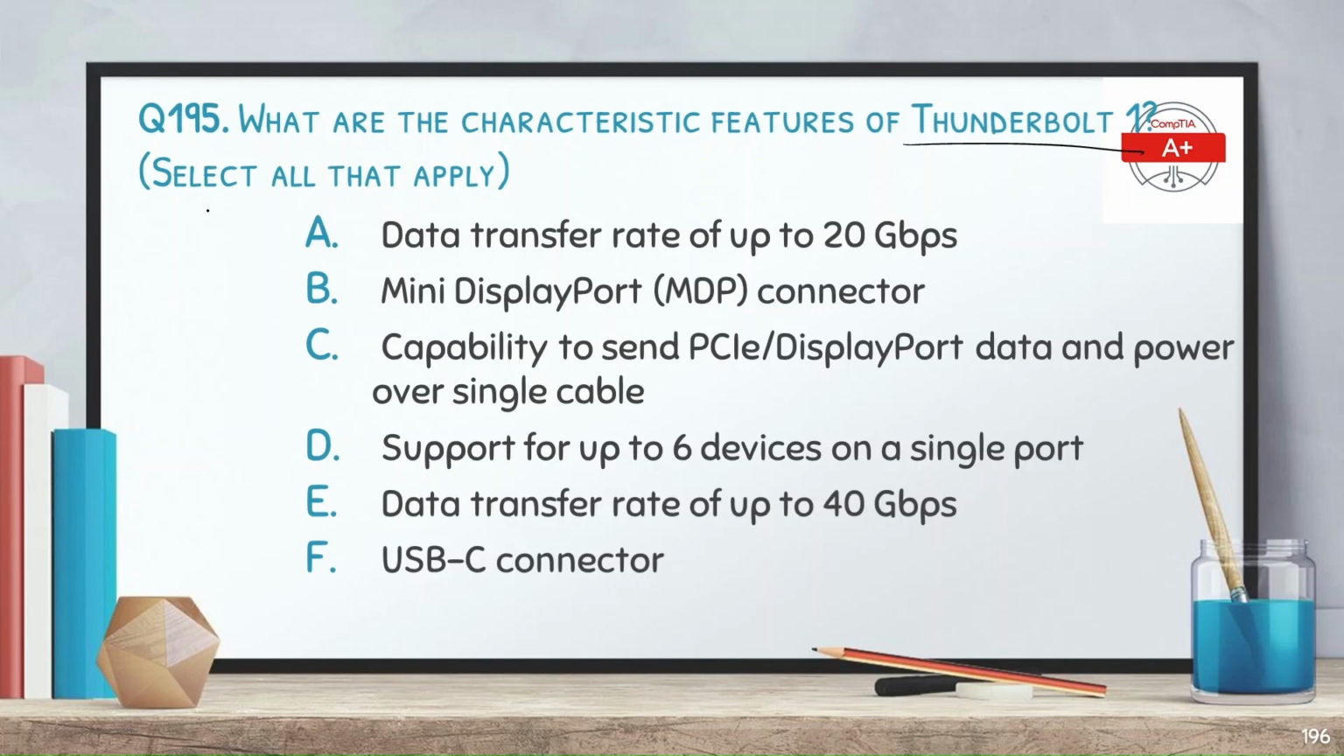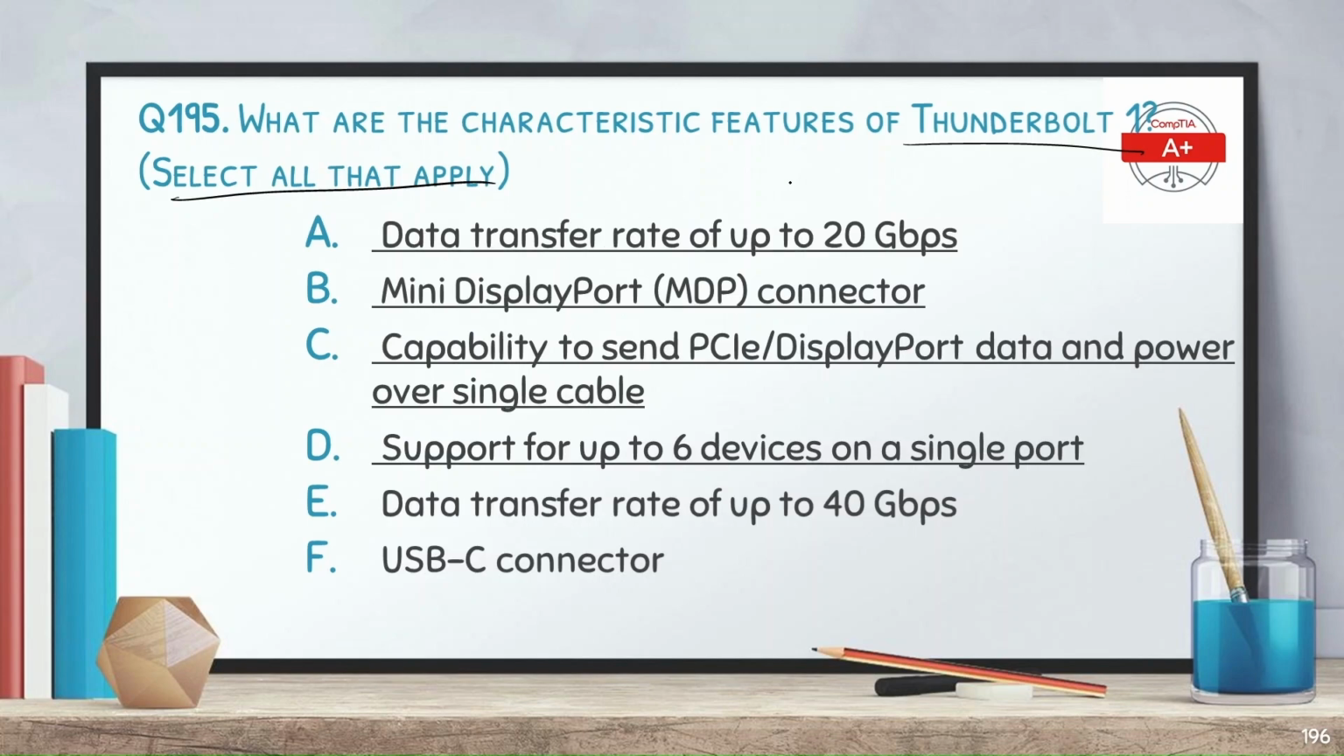Question number 195 is, what are the characteristic features of Thunderbolt 1? Select all that apply. Let's get straight to the correct options: Thunderbolt 1 has a data transfer rate of up to 20 Gbps, and it has the mini DisplayPort or MDP connector. It has the capability to send PCIe and DisplayPort data and power over a single cable, and it has support for up to 6 devices on a single port.